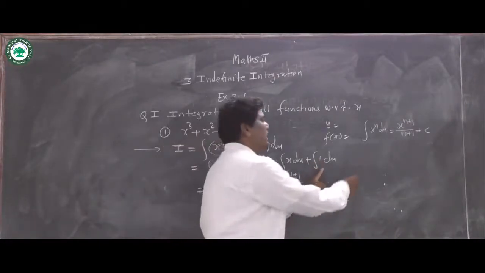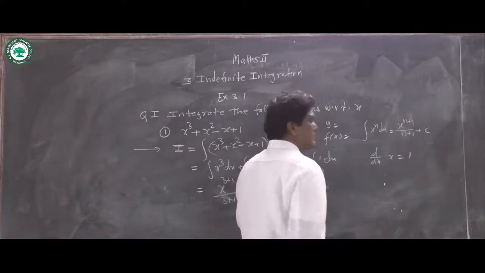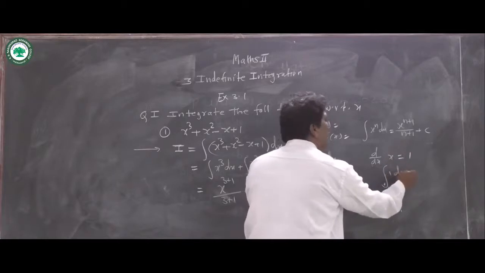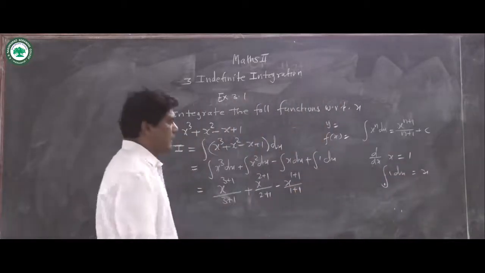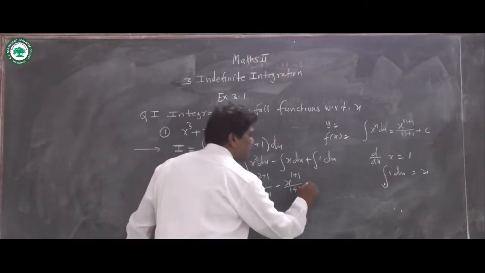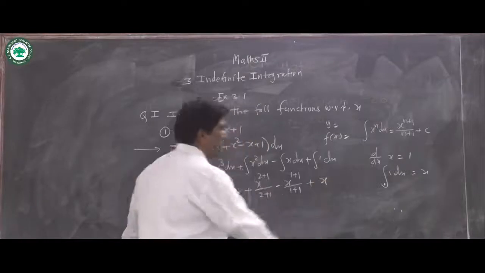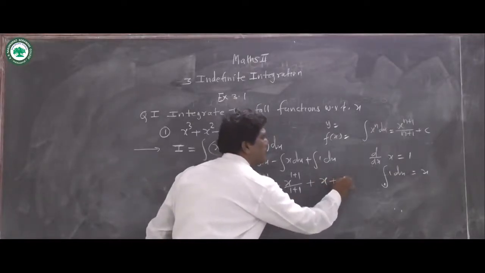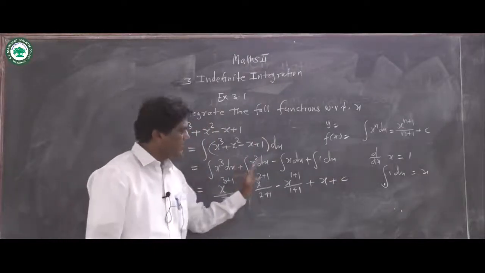We know that d by dx of x is equal to 1. Derivative of x is 1, so the integration of 1 dx is x. So write plus x. And finally we write plus c. Always write plus c after taking the integration.